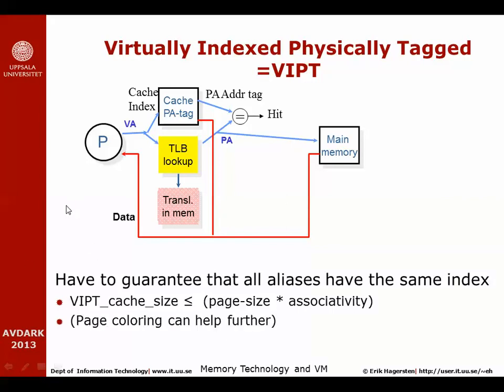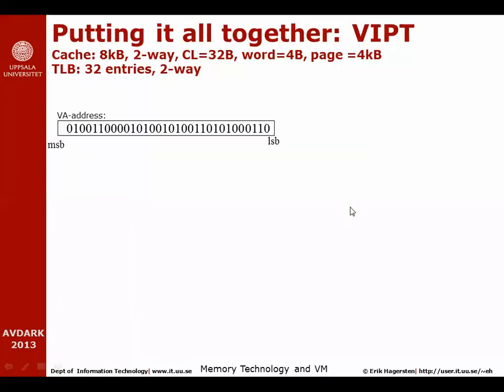There is another technique called page coloring, which we mentioned before. If you have an operating system that uses page coloring, this restriction can be lowered a little bit, so you can actually make larger cache sizes for a given associativity. But that is something we'll not cover in detail in this course.